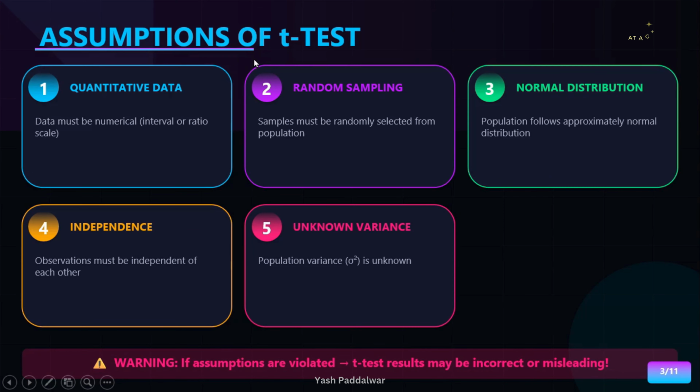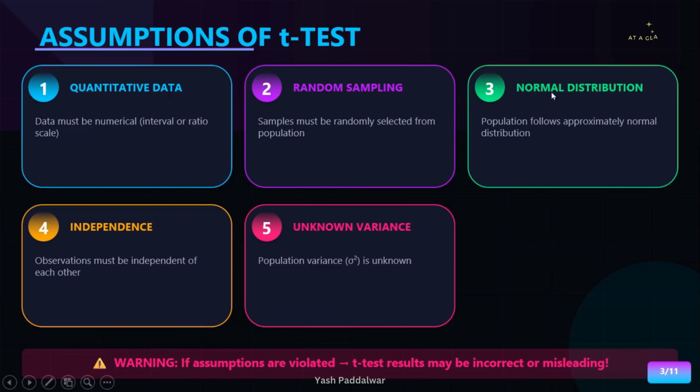Next, there are some assumptions for t test. So there are five things that you need to understand before going forward to the t test. First is the quantitative data. Data must be numerical, interval or ratio scale. It has to follow this particular criteria. Second, random sampling. Samples must be randomly selected from a population. It should not be like that all the points in your sample are of the same type. It has to follow some randomness.